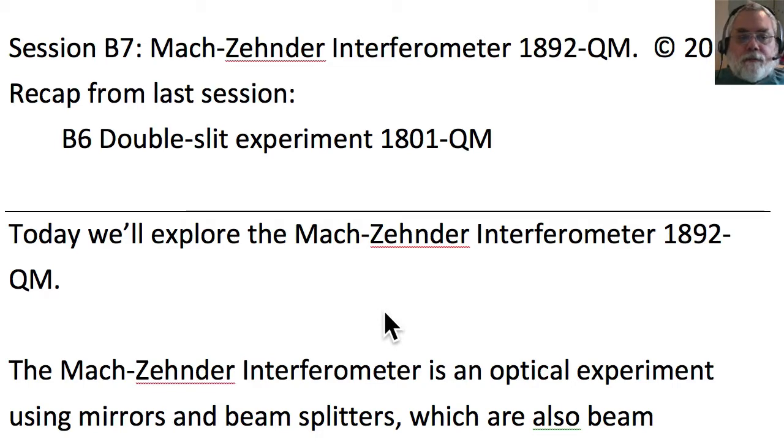This is session B7 on the Mach-Zehnder Interferometer. Last session was B6, the double slit experiment. If you have not watched that video yet, you should stop this video and go back and watch that one. That video includes information about wave functions, probability amplitudes, probabilities that you should view before doing this video. However, if you didn't like that video, you can continue with this video.